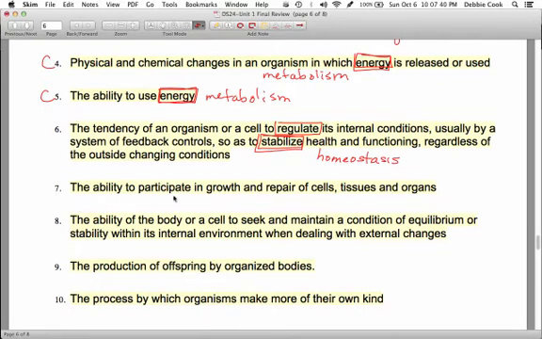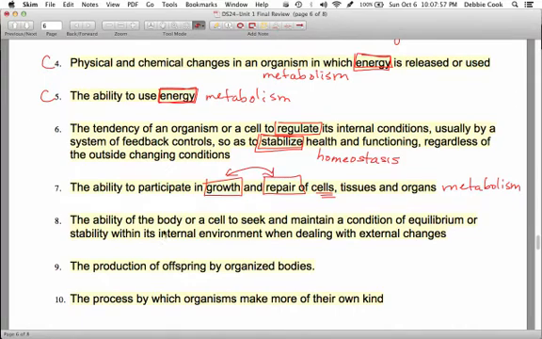For number 7, the ability to participate in growth and repair. Those are the key. This word is here to trick you. These two terms are the most important terms. So because we're talking about growth and repair, number 7 is metabolism.